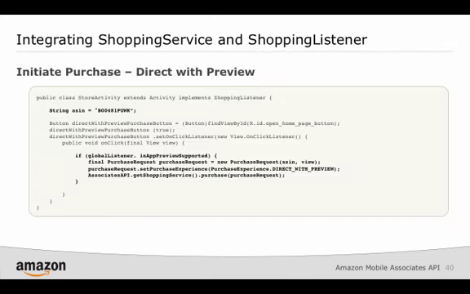To initiate a purchase using the Direct with Preview purchase experience, check that the relevant purchase experience is supported, and then construct a purchase request object passing in the ASIN for the purchase and the current view. Then set the purchase experience to Direct with Preview and make a call to the Associates API .getShoppingService.purchase with the constructed purchase request.